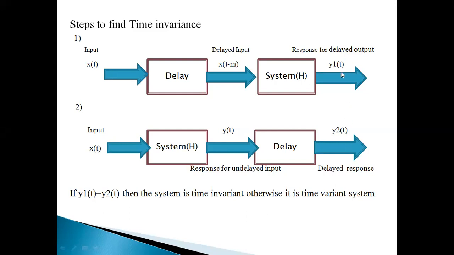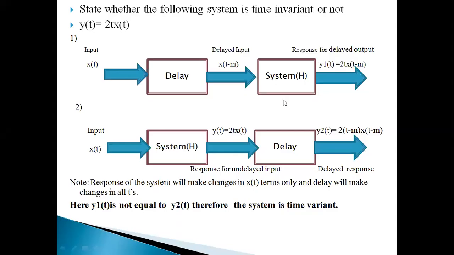And now we have to check whether y1(t) is equal to y2(t), and if they are equal then that system will be called a time invariant system. Otherwise the system will be called a time variant system. Now we will see some problems to check the time invariance of the system.